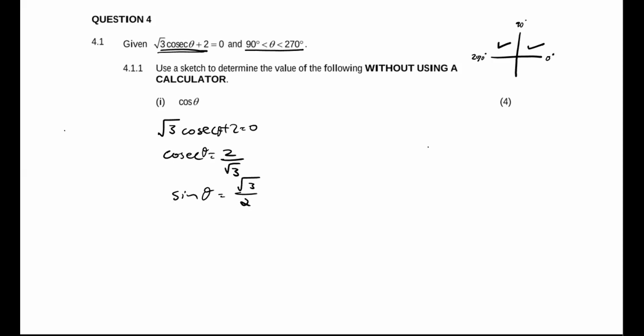Now, what's the sign of this thing here? It's positive. Where is sine positive? Remember the CAST diagram. Sine is positive this side and this side. That's where it's positive. So it's only between 90 and 270. Yes. Good. So it's going to be between 90 and 270.